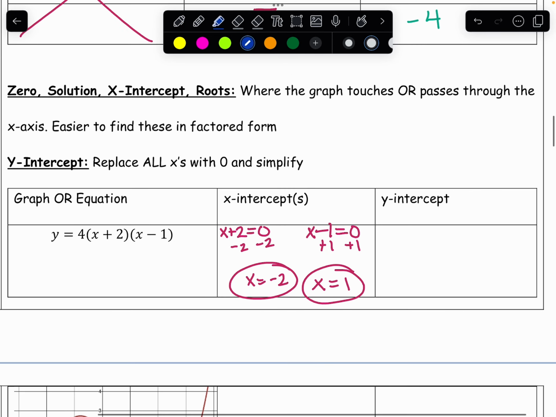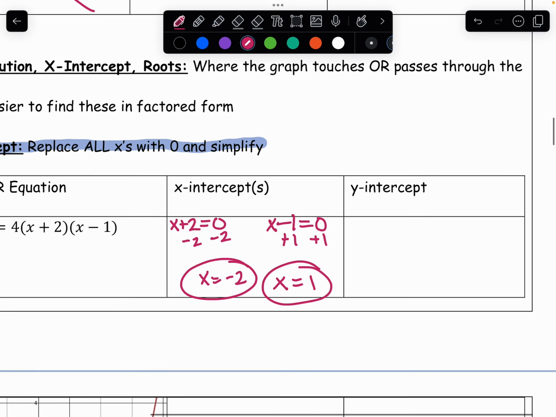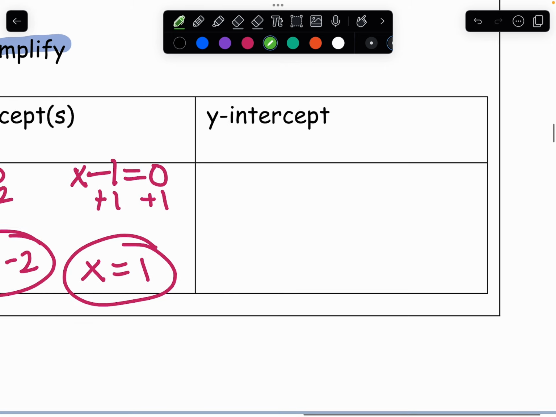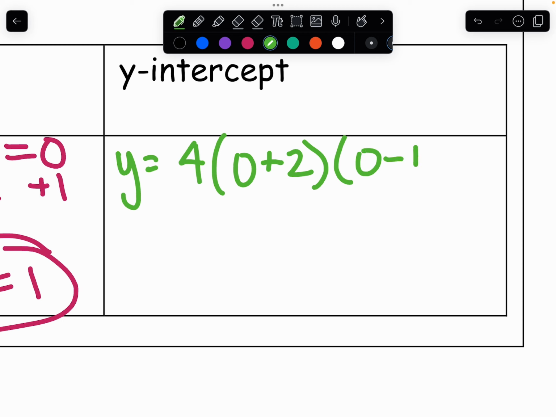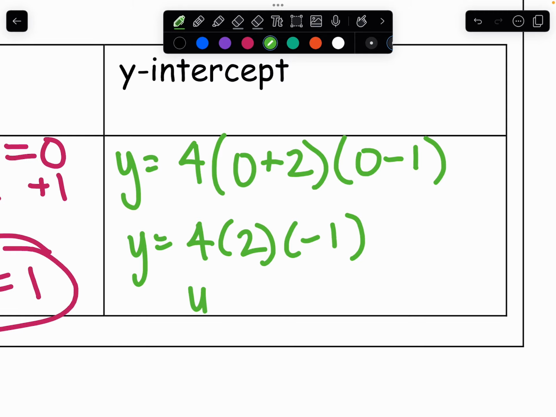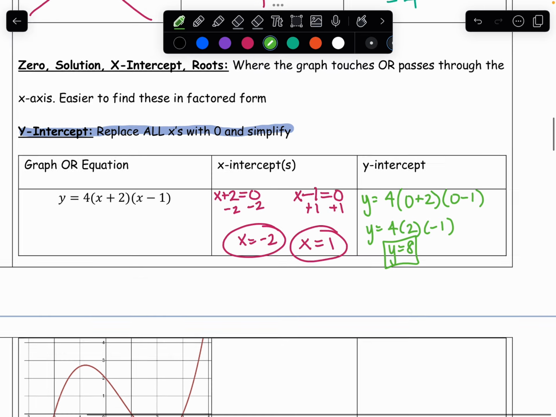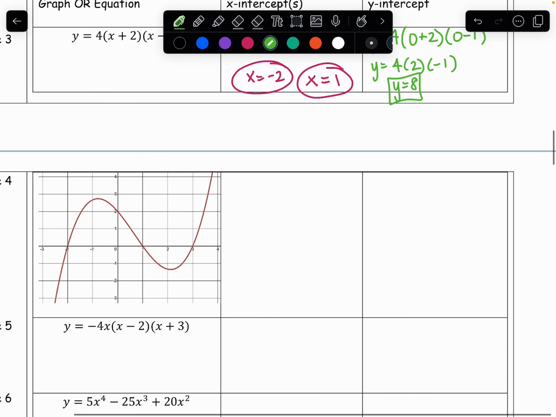Now to find our y-intercept, we're going to replace all the x's with 0 and simplify. I would suggest having your calculator out for this, unless you want to do it in your head, which is perfectly fine, or by hand. So y equals 4 times 0 plus 2 times 0 minus 1. So what we get is y equals 4 times 2 times -1, which is y equals 8. So our y-intercept would be at 8.